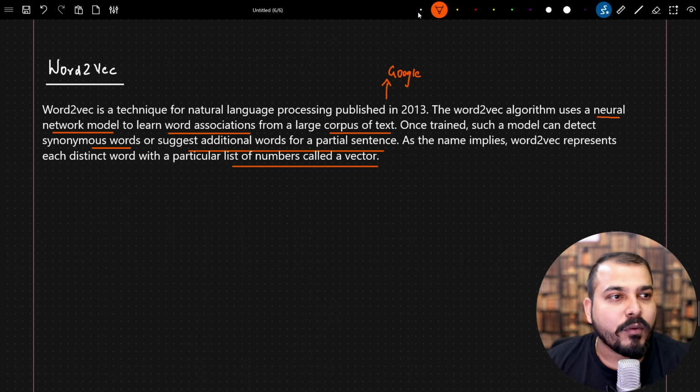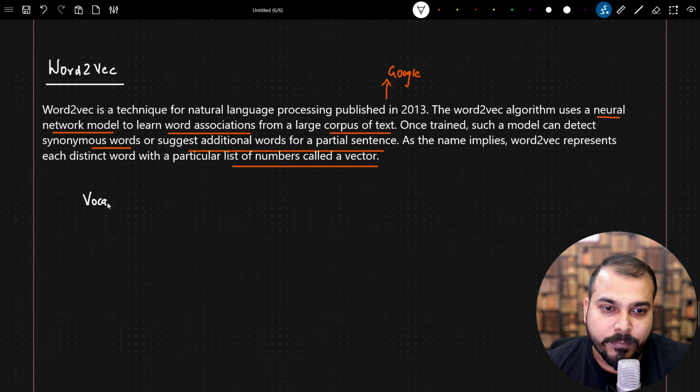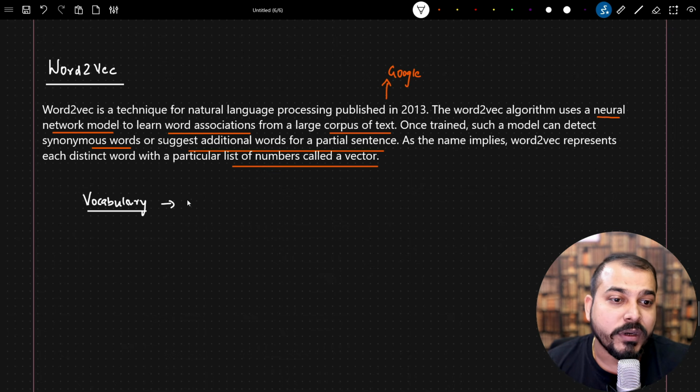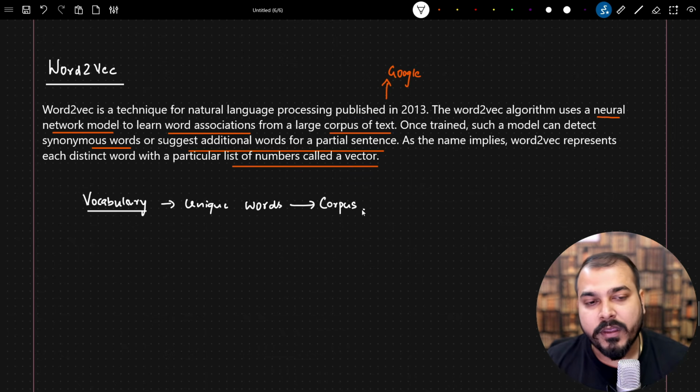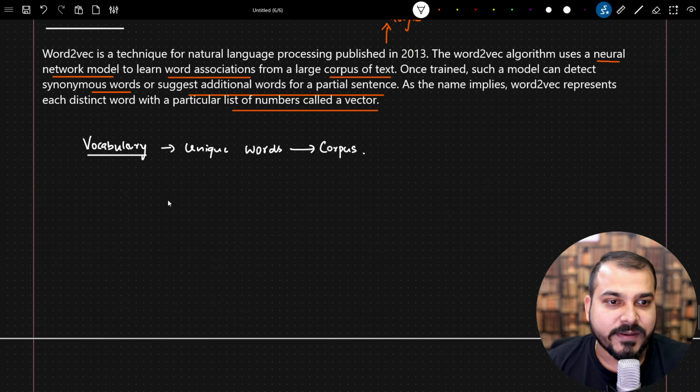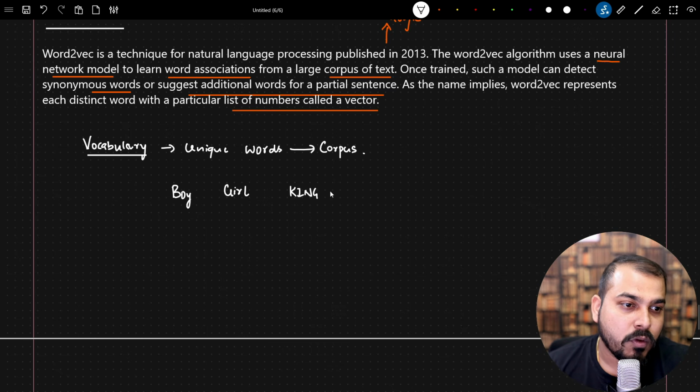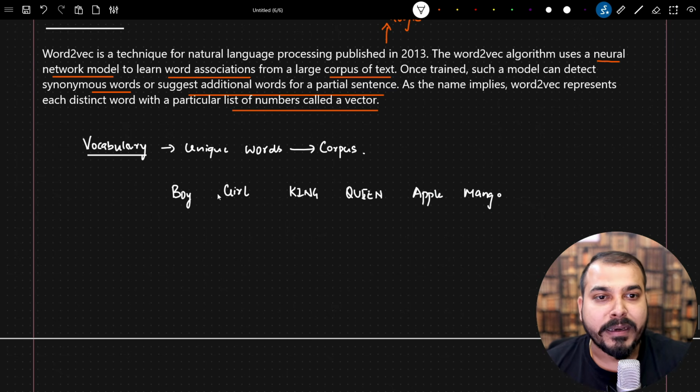Let's consider that I have a vocabulary, okay? Let's say I have my vocabulary. So these are basically this many number of unique words I have in my corpus. Corpus basically means paragraph. Okay. Now let's say the vocabulary words that I specifically have are something like boy, girl, and then we have something like king, queen. And if I talk about some more words like apple and mango. Let's say in my vocabulary, I have this many words, okay?